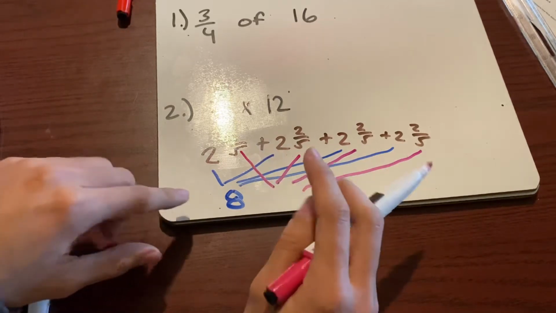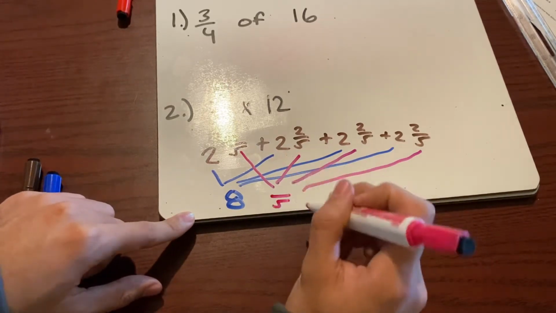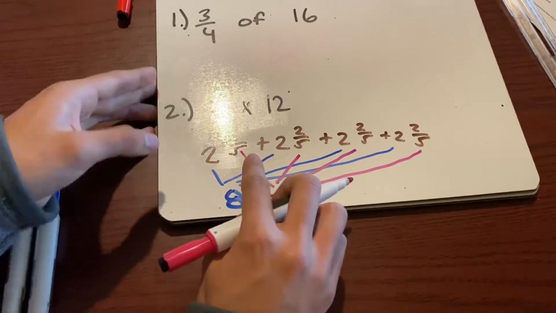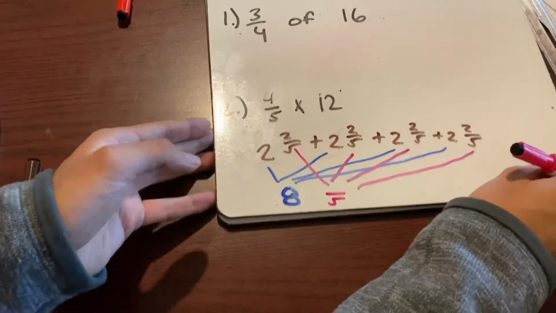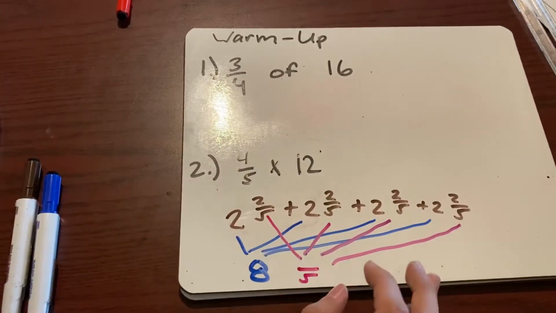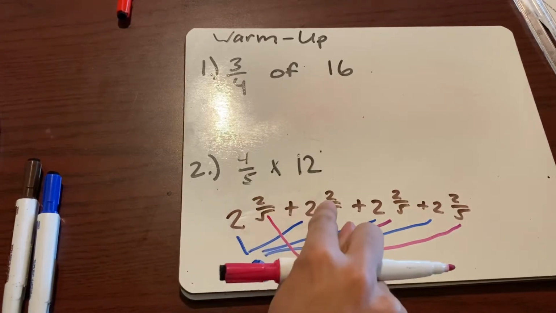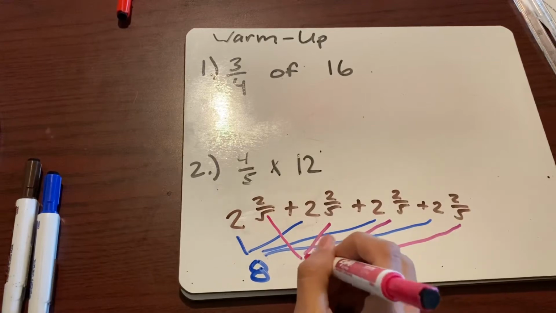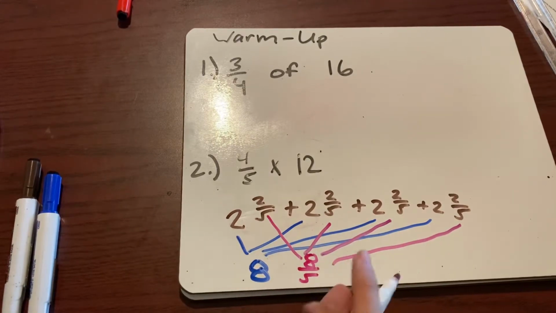Well, the easy part is that my denominator does not change. It's still going to be 5, right? Then I'm adding up. I'm sorry, I'm trying to get away from this glare. There you go. So I have 2 plus 2, 4, plus 2, 6, plus 2, 8. Whoa, but hang on, I have an improper fraction right here. I have 8 wholes over 5. My numerator is bigger than my denominator.